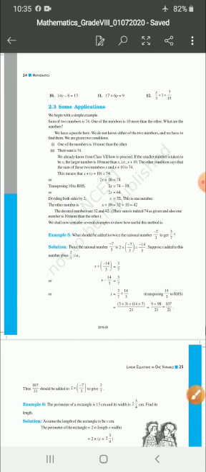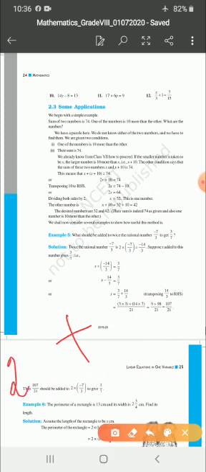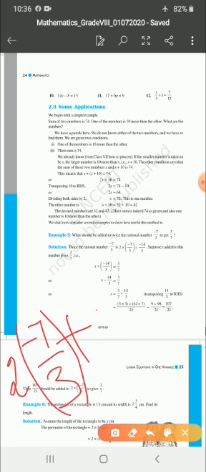Coming to example 5. What should be added to twice the rational number minus 7 by 3? What should be added, and added to what? Twice the rational number minus 7 by 3. Twice the rational number means 2 times the rational number given, minus 7 by 3. We don't know what to add, so I will take it as x, to get 3 by 7. That is the given question.